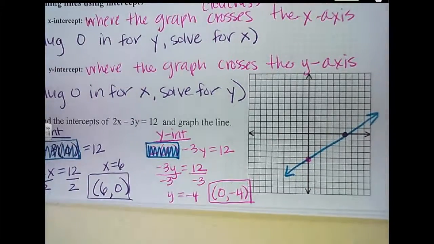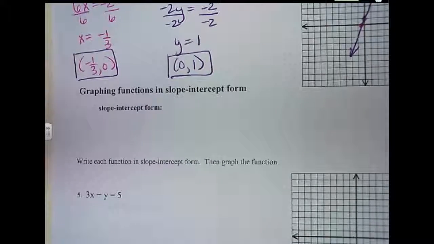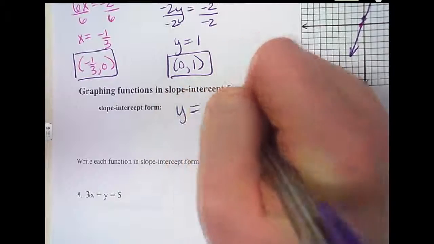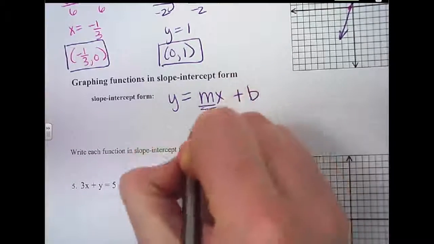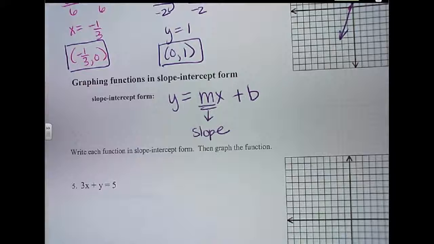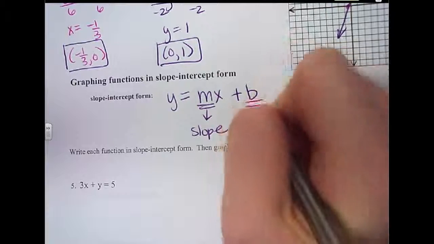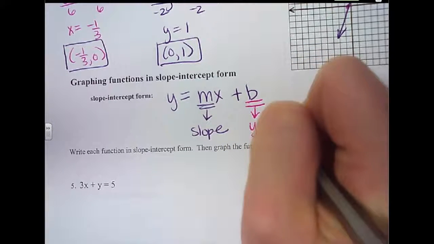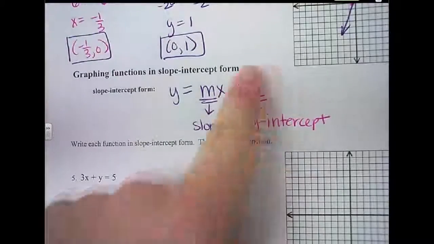Okay, I want you to try number 4 on your paper. What's slope-intercept form? Do you remember? Y equals mx plus b. What is the m? Slope. Yes, the m is your slope. What is the b? The y-intercept. So we just found the x and the y-intercept. This is going to be the y-intercept in our equation.